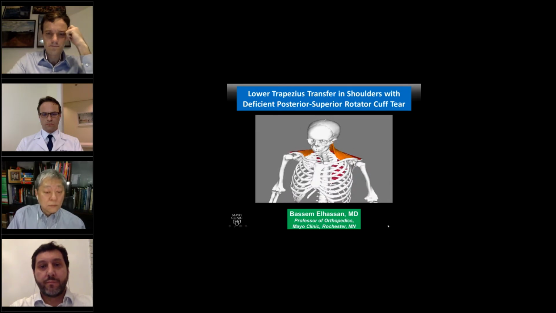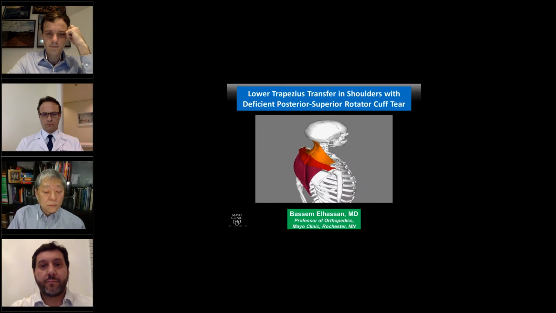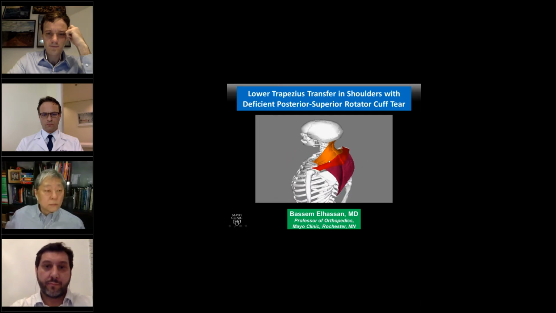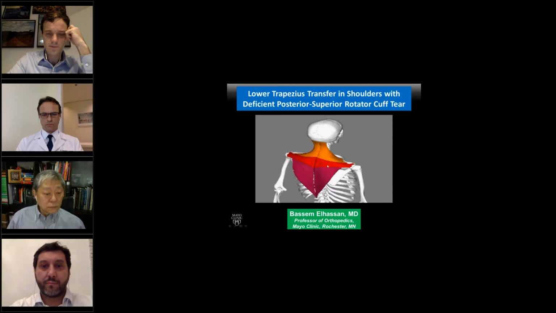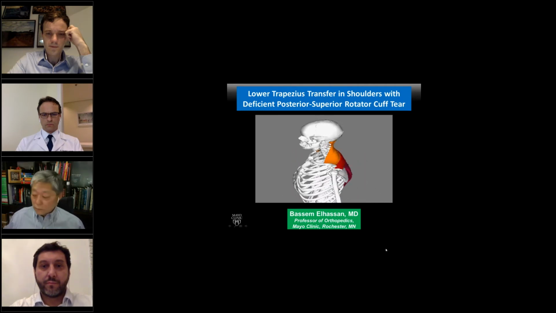And I found this animation on the web that I like, just to show the three parts of the trapezius. Usually there are four parts, to be honest with you, because the clavicular part is more anterior. But you can see the lower trapezius, the one we're going to be talking about.